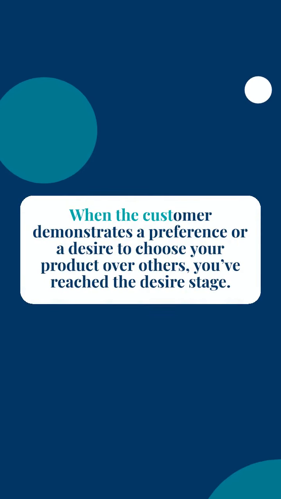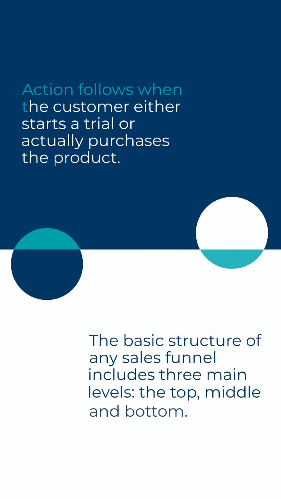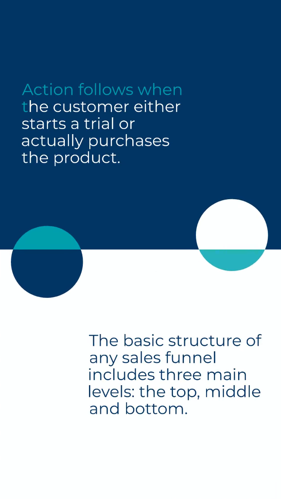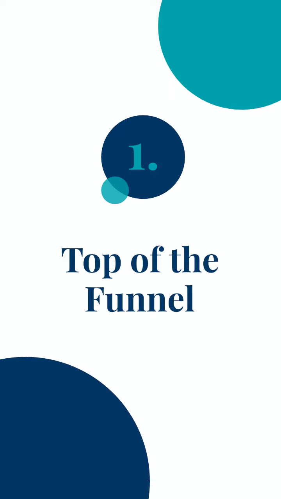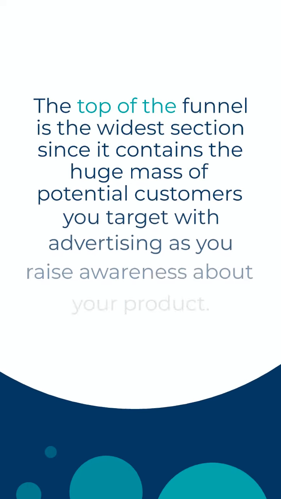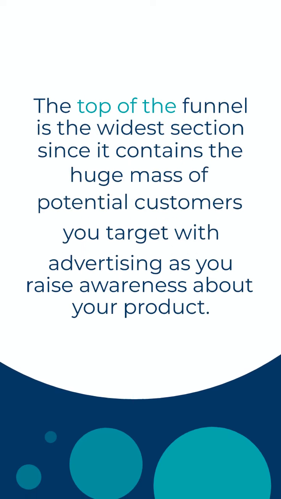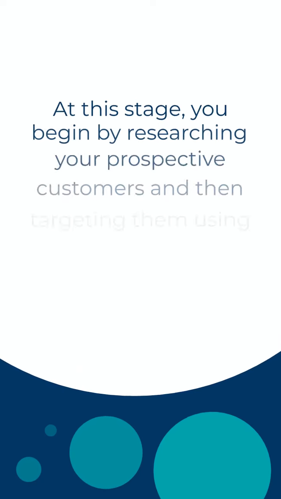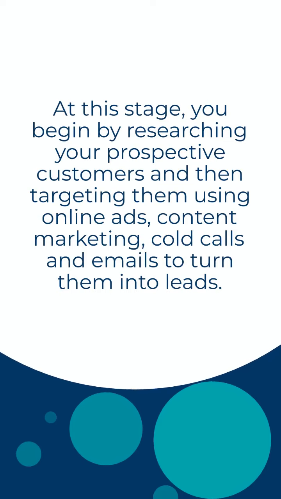All sales funnels are made up of a series of steps your prospective customers take as they funnel from the mass of all targeted customers to become a qualified lead, and eventually make an actual purchase. When the customer demonstrates a preference or a desire to choose your product over others, you've reached the desire stage. The basic structure of any sales funnel includes 3 main levels: the top, middle and bottom. Action follows when the customer either starts a trial or actually purchases the product.